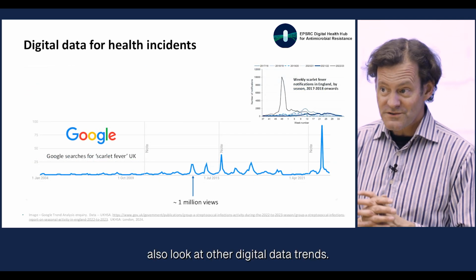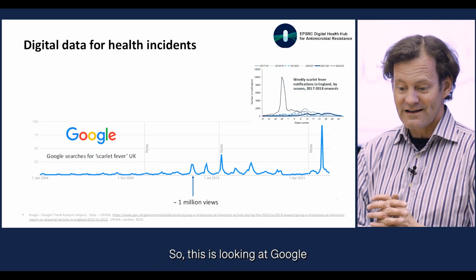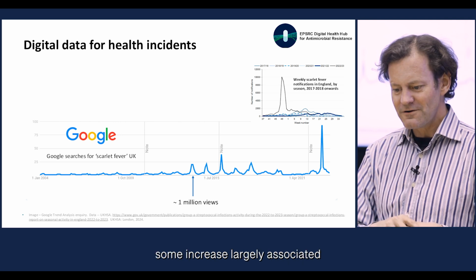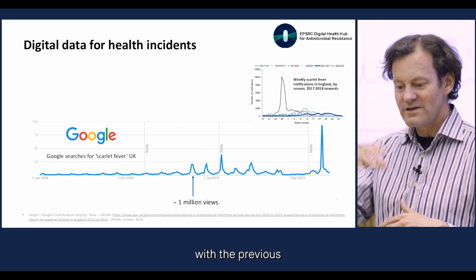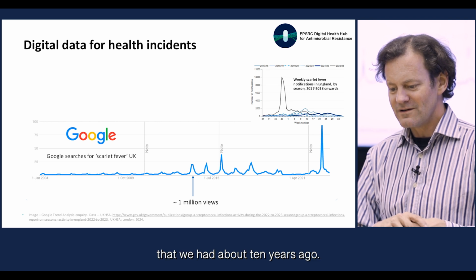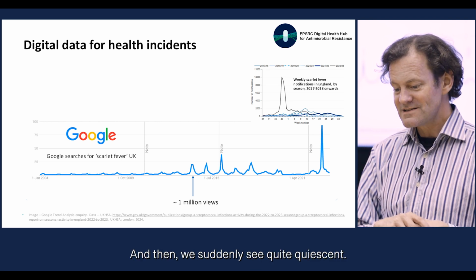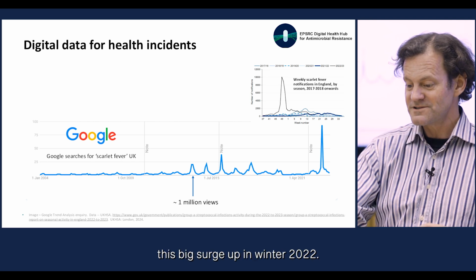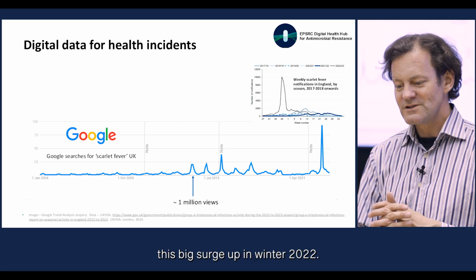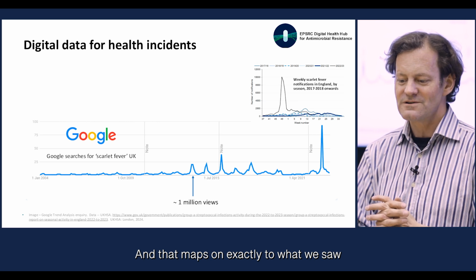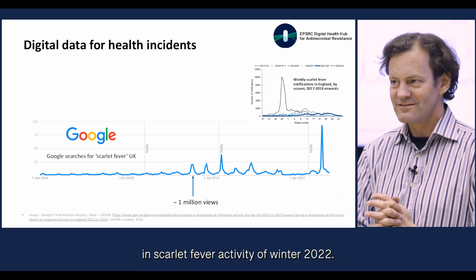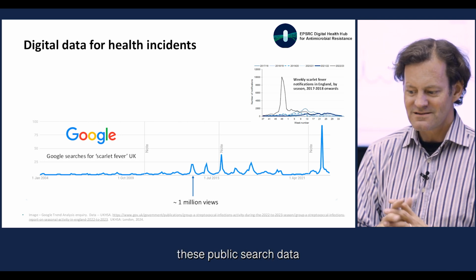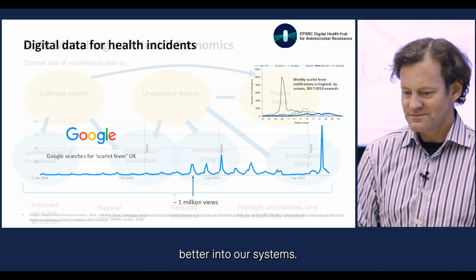Through that outbreak, we can also look at other digital data trends. So this is looking at Google searches in the UK for scarlet fever. You can see year on year some increase, largely associated with the previous large waves that we'd had about 10 years ago. And then we see it become quite quiescent, with very little over the COVID pandemic, and then this big surge up in winter 2022, and that maps exactly onto the peak we saw in scarlet fever activity in winter 2022. And we're looking to see how we can integrate these public search data better into our systems.